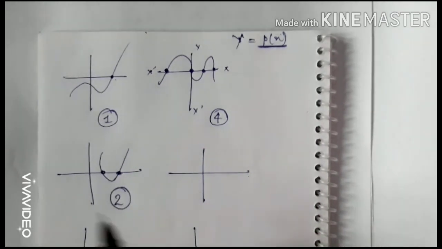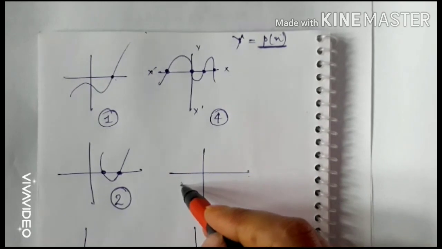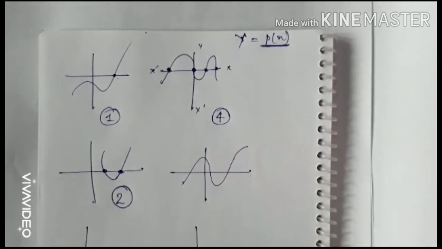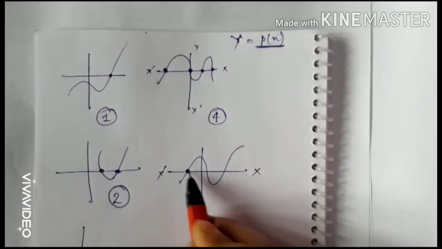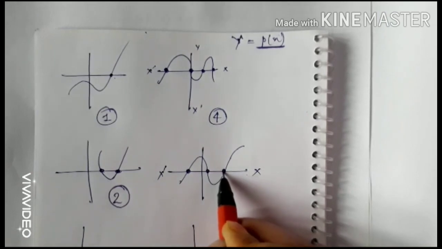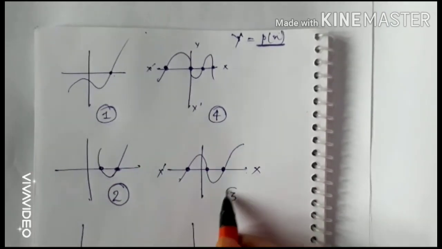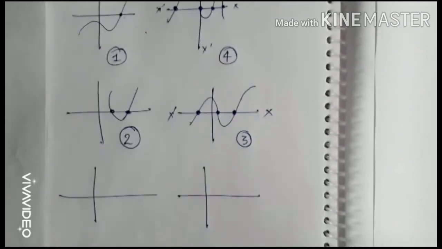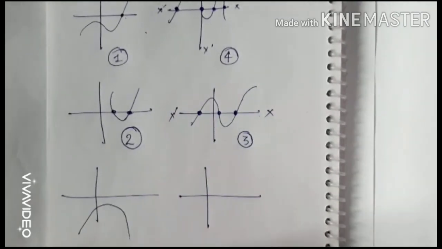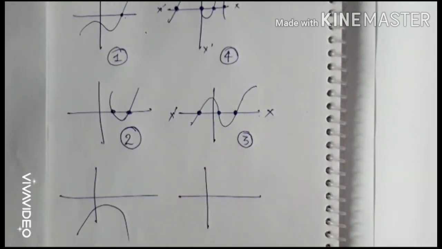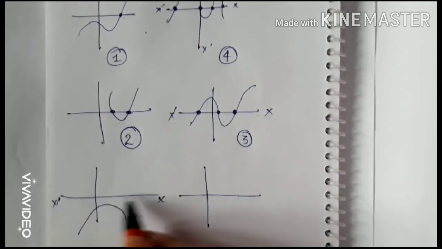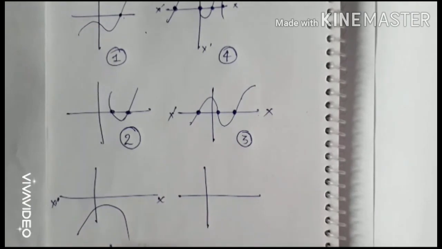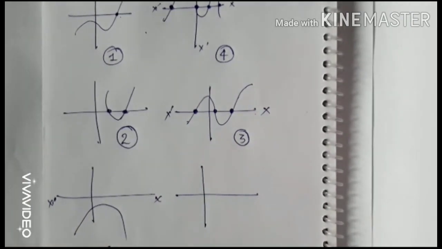Now comes one more. Suppose we have taken it like this. Here this curve touches the x-axis how many times? 1, 2, 3. So the number of zeros will be 3. Now for this one, how many times does it touch the x-axis? It doesn't touch the x-axis. So the number of zeros will be 0.